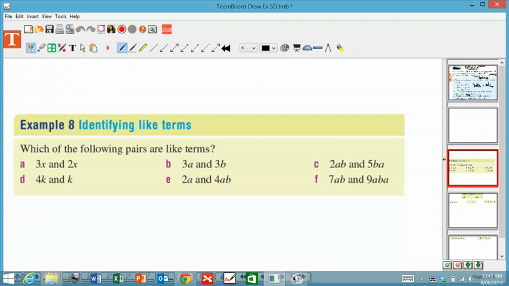Okay, let's go through some examples. Actually, I don't need to do that. Sorry, I'm just going to go back to there.